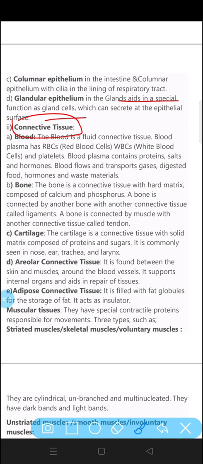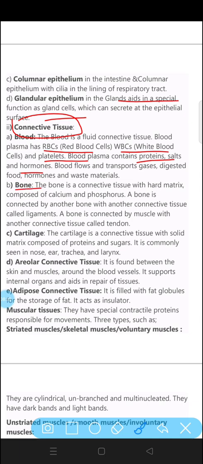The blood consists of RBC, WBC and platelets. RBCs are red blood cells, WBCs are white blood cells, and platelets. Blood plasma contains proteins, salts and hormones. Connective tissue is basically divided into blood and plasma. Blood consists of RBC, WBC and platelets, whereas plasma consists of proteins, salts and hormones.